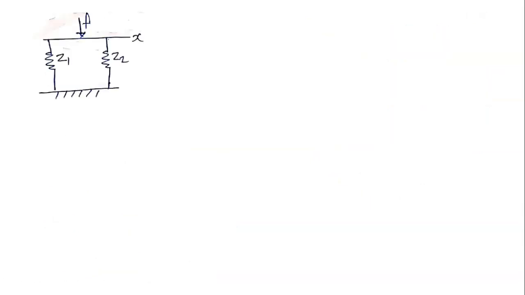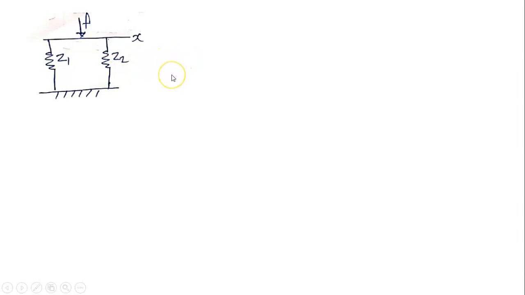Now, therefore, this diagram is replaced by this diagram, that is, Z1 is the impedance of M1, K1 and B, and Z2 is nothing but the impedance of K2 and M2. Now, from the diagram we are observing that Z1 and Z2 are in series.